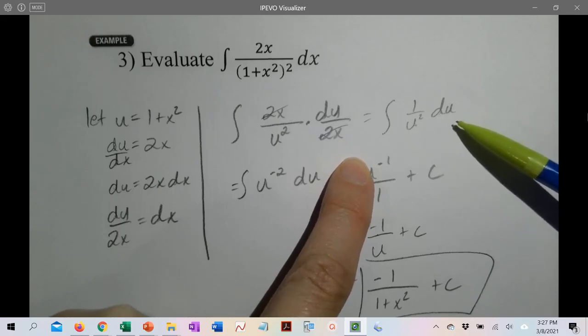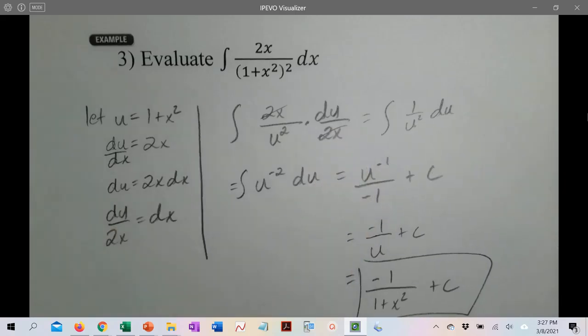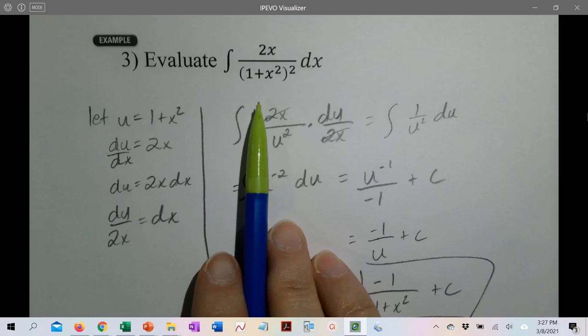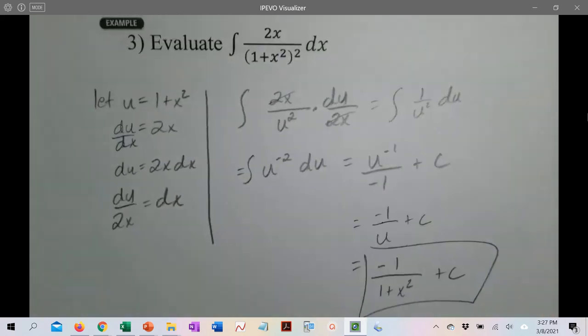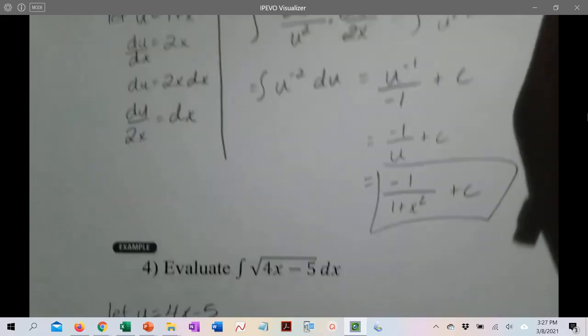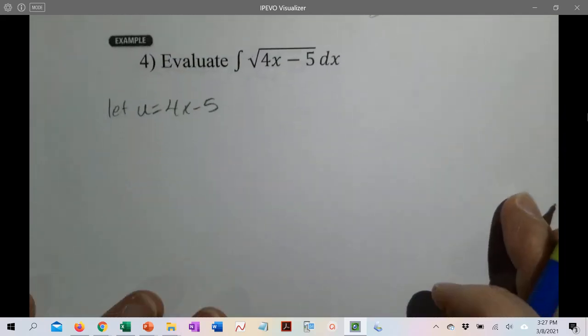you can't find the antiderivative of that. You need to get everything in terms of all u before you do the antiderivative. So sometimes you have to go back and try to let u equal something different. And then again, like I said, sometimes a problem cannot even be solved by u substitution. So that's super fun when that happens.